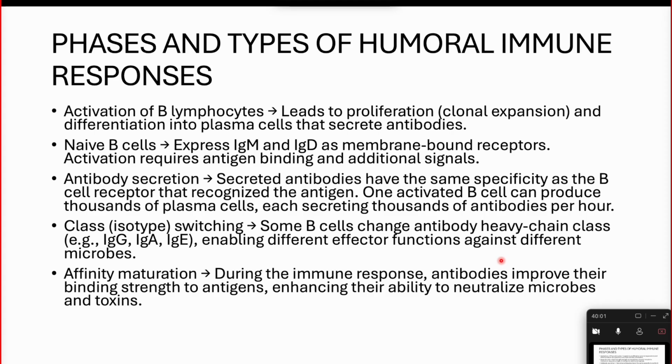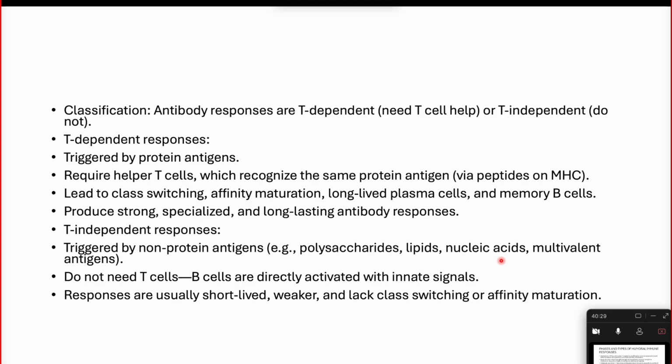Class, or isotype, switching: some B cells change the antibody heavy chain class, that is IgG, IgA, IgE, enabling different effector functions against different microbes. Affinity maturation: during the immune response, antibodies improve their binding strength to antigen, enhancing their ability to neutralize microbes and toxins.